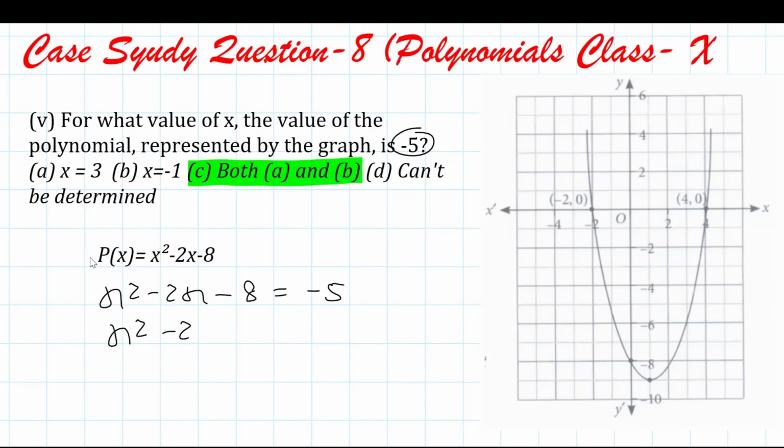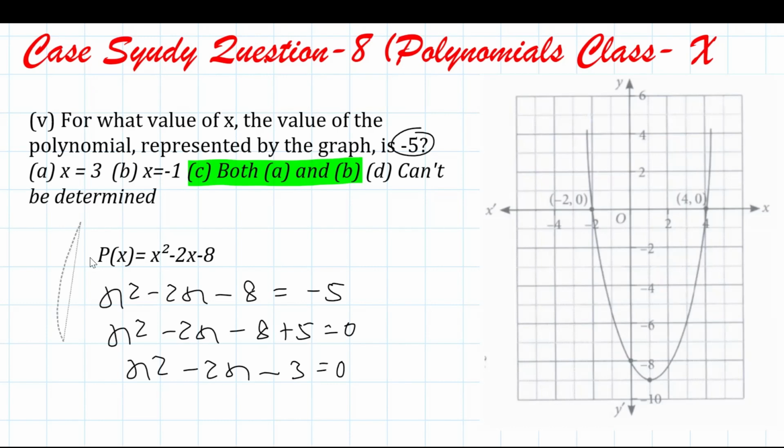First, I'll bring it into the standard form by transposing minus 5 to the left hand side. So minus 8 plus 5, equals 0. So this is x squared minus 2x minus 3 equals 0.